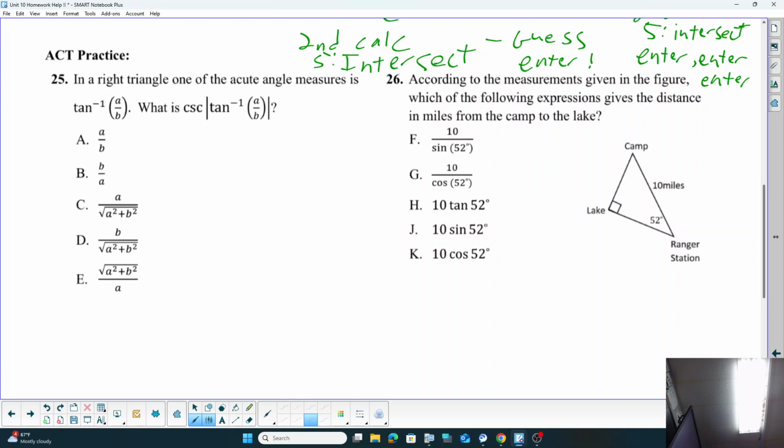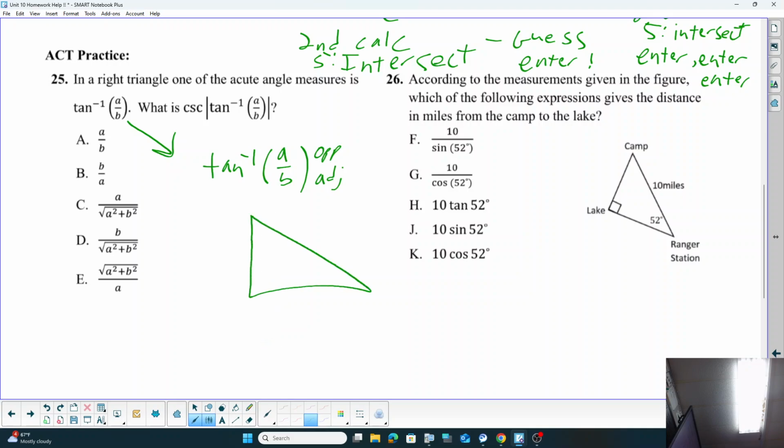Okay, in a right triangle, one of the acute angles measures inverse tangent of A over B. What is cosecant of inverse tangent of A over B? Wow. Let's find this first. And that's going to be opposite over adjacent. So in a right triangle, what are the acute angle measures? Let's draw our right triangle.